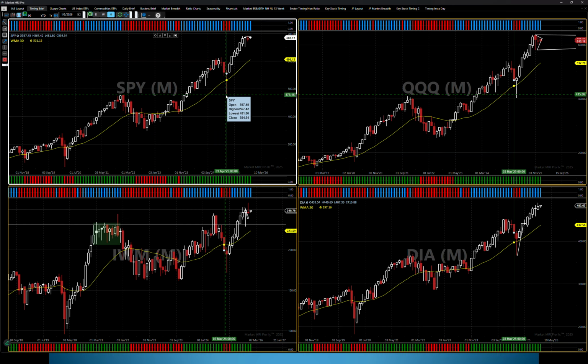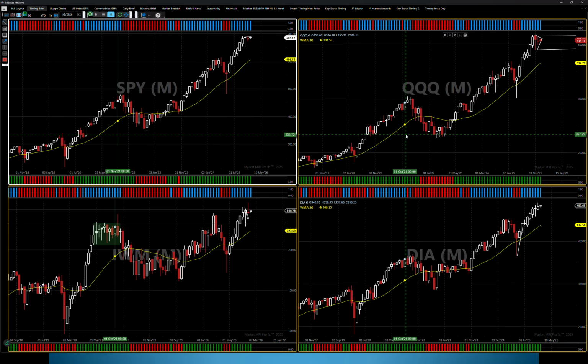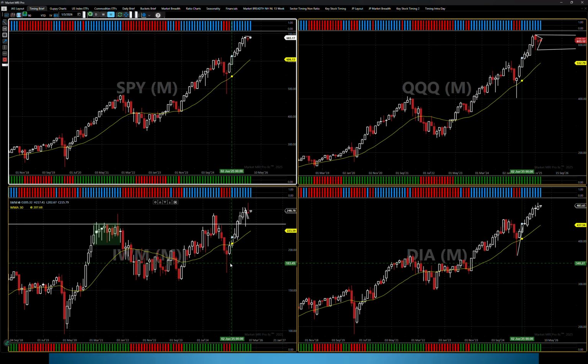It didn't even trigger a sell signal in the SPY, the QQQ, or the Diamonds. It did for a short couple of months in the Russell. And if you don't believe that the dominant trend of the market for a long time has been long, this should prove it to you.